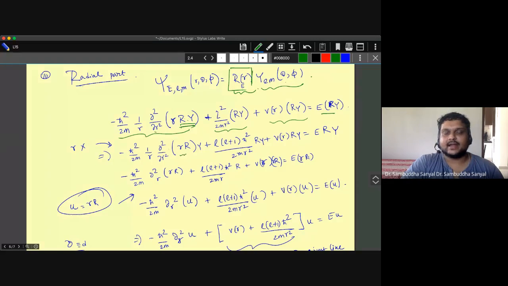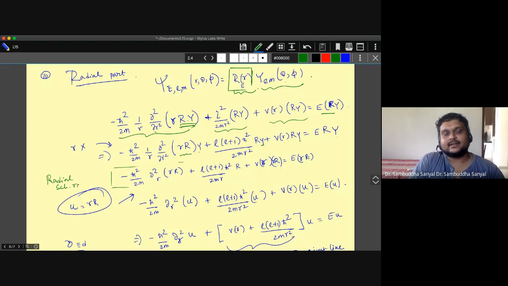So this derivative will act only on here, so I leave out the Y part separate. At this step I get rid of the Y part, because it is not doing anything. It is just a constant multiplicative factor, or a multiplicative function. Now I get an entire equation only on the R part. This is called the radial Schrodinger equation for this problem.